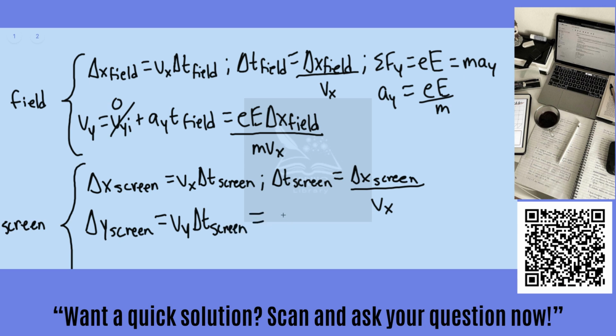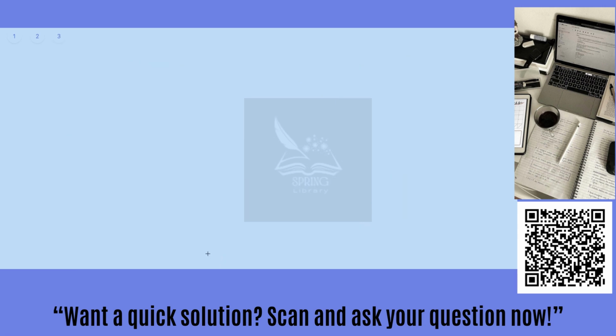And we know that this is going to be equal to Vy times delta x of the screen divided by V sub x. Now at this point, we can attempt to solve. We know that delta y of the screen divided by delta x of the screen equals V sub y divided by V sub x.